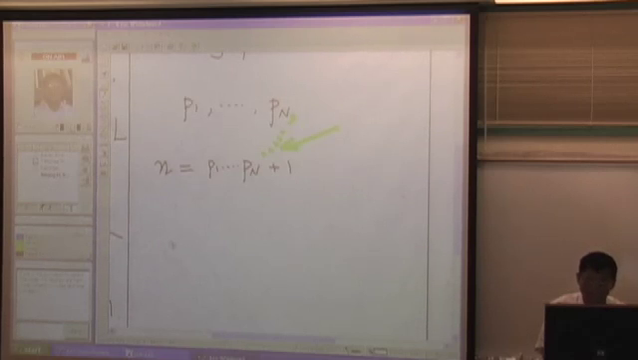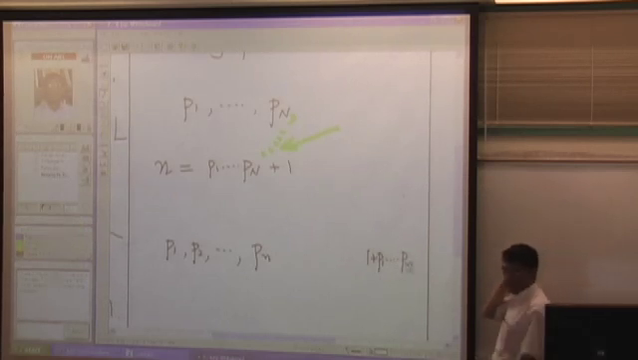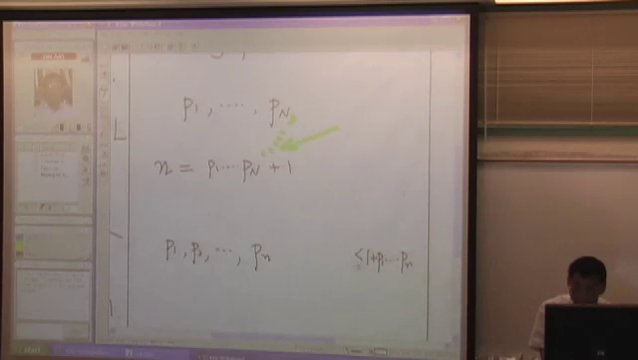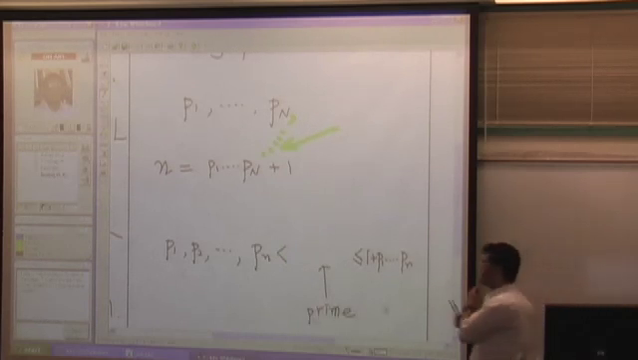Between the first prime p1, the second prime, and then the nth prime, right? Between the nth prime and 1 plus the product of the n prime numbers, there should be a prime. So this is the claim.